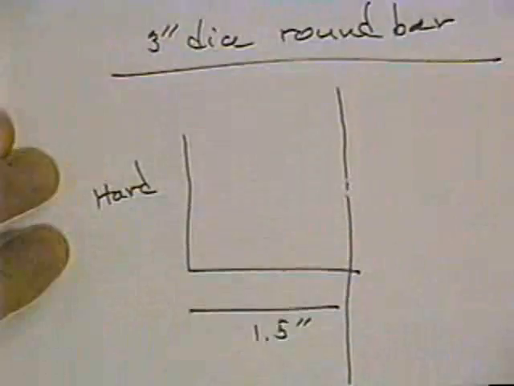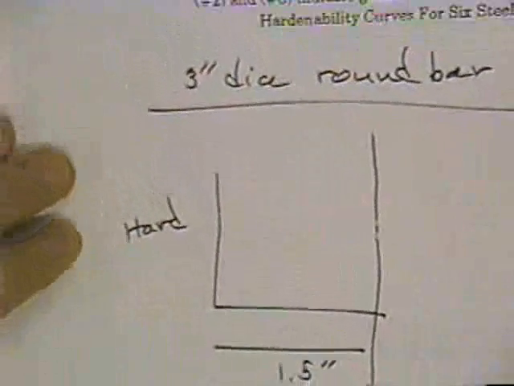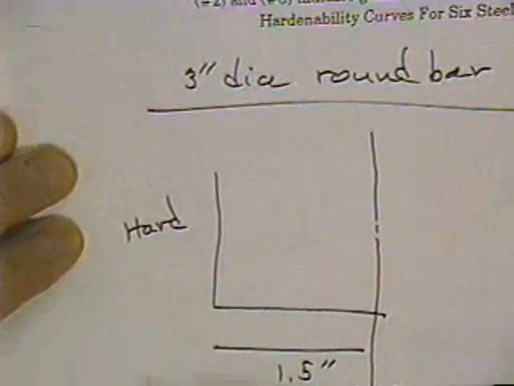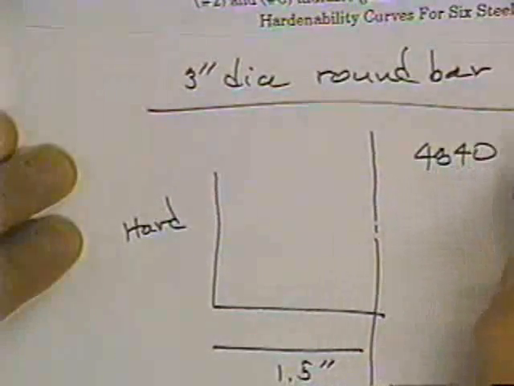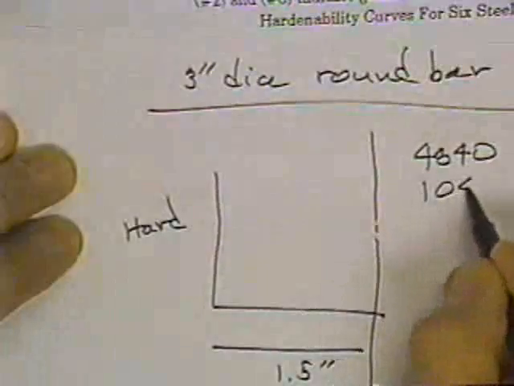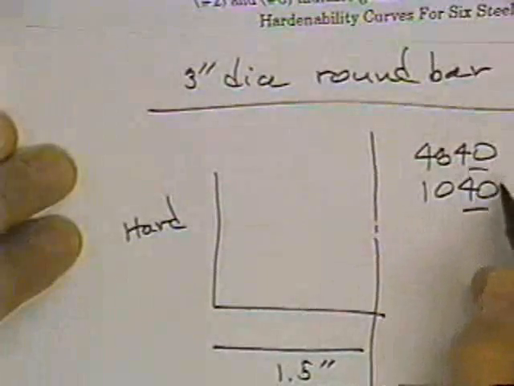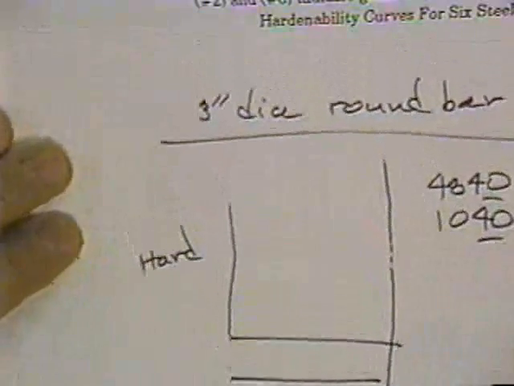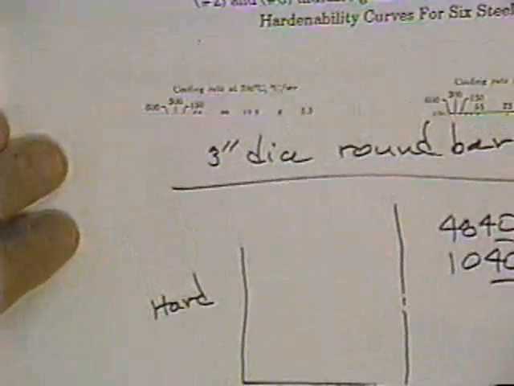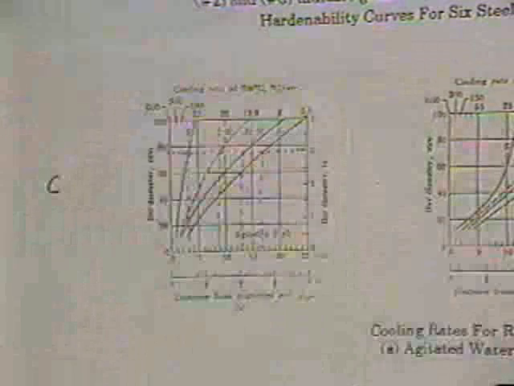So now we need to pick a steel. Let's pick two steels, and let's try a 4340 and a 1040. Same carbon content, but now differing in alloying content. We'll see a significant difference here in the hardness.